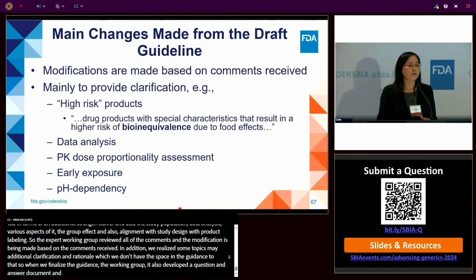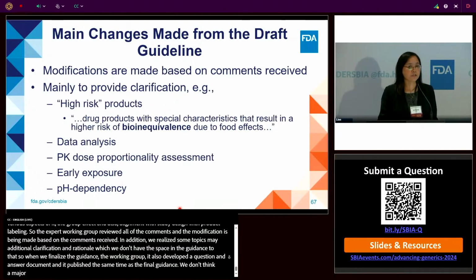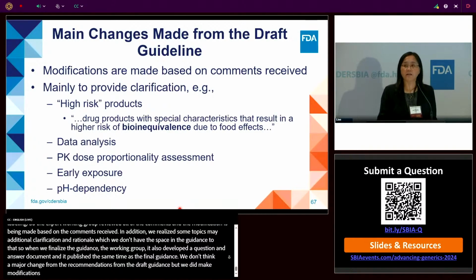We don't think there are major changes in the recommendations from the draft guidance, but we did make modifications on several sections, mainly to provide clarification to help the implementation or make it more practical for the regulatory agencies to implement the guidance.